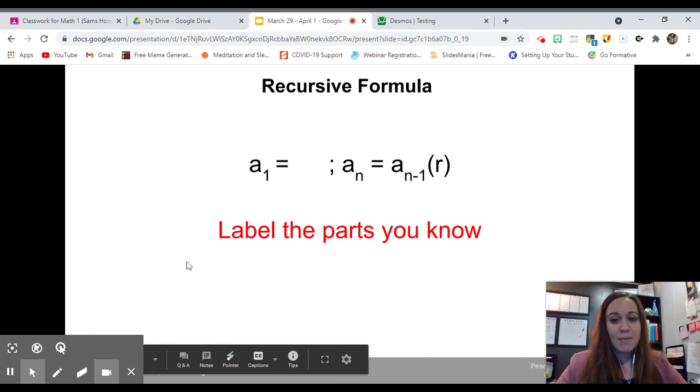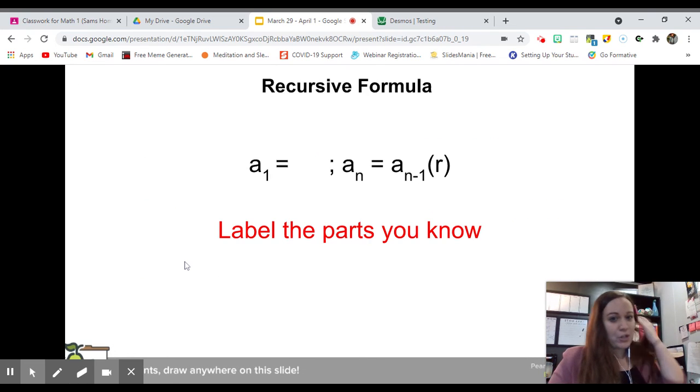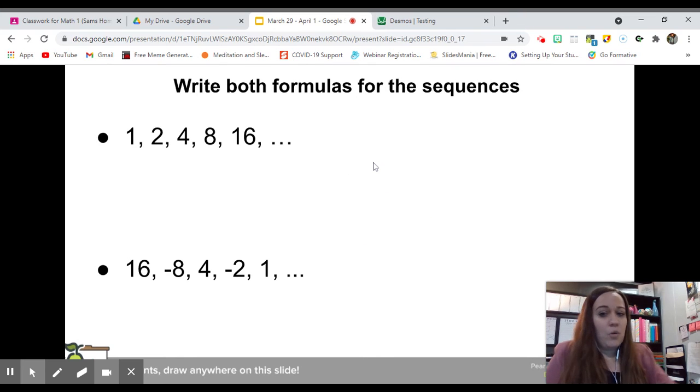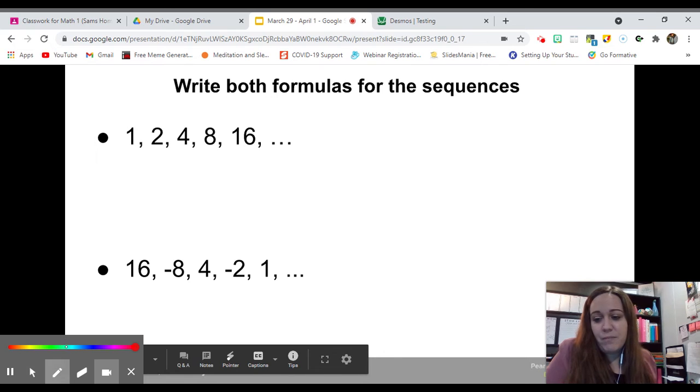Okay, so just about done. The very last one is we have the recursive formula, and I just think of this formula as one that's identifying the parts of the particular sequence. So a_1 again is your very first term, and then r is your ratio. So we're going to write both formulas for the sequences that we see here.